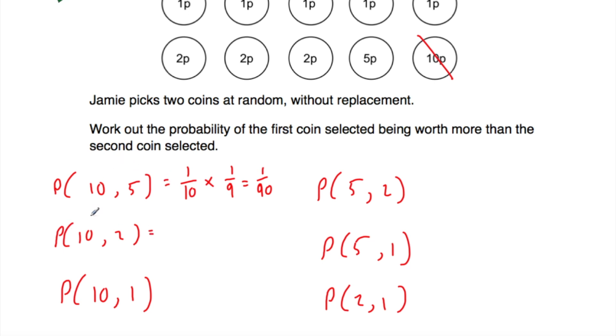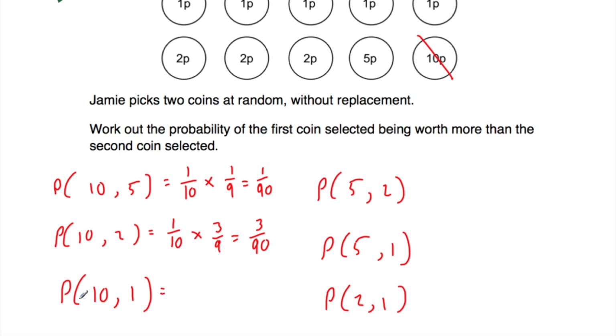Now let's have a look at a 10p and a 2p. Again, that'll be 1 out of 10, because there's one 10p out of the 10 coins, multiplied by, once that 10p is taken out, the probability of the second coin being a 2p, which would be 3 out of 9. So 1/10 times 3/9 would be 3/90. And it's a calculator question, so you may have typed that into your calculator and got 1/30.